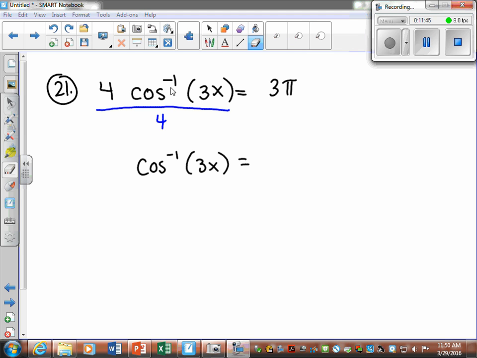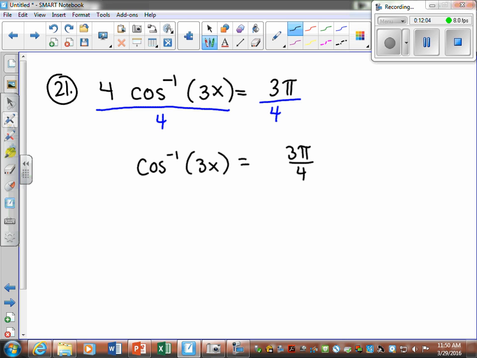Let me go back. I wrote this problem down wrong. So this is 3 pi. I had already shown that I had divided by 4. So the original problem was just a 3 pi. And then now when we divide both sides by 4, we will get 3 pi over 4. Got ahead of myself there. So 3 pi divided by 4. So the original problem is in black.